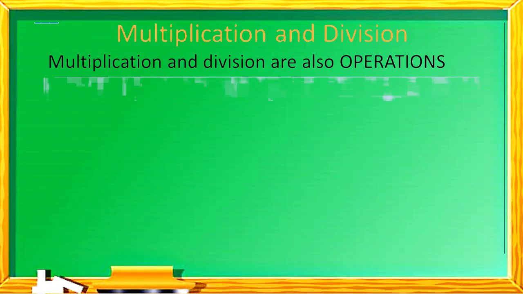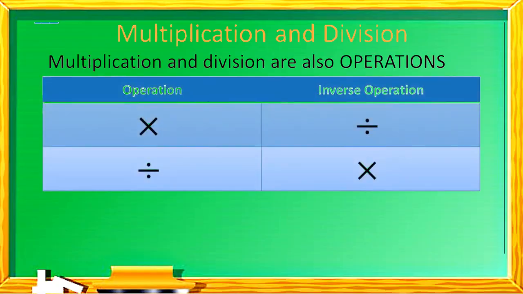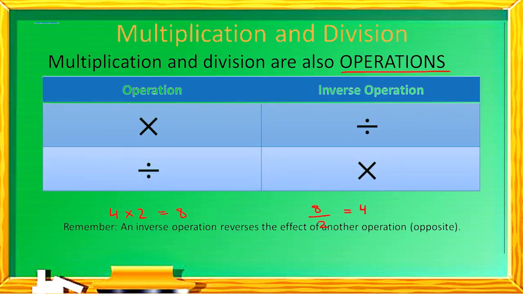Now, onto multiplication and division. These are both also operations, so there are 2 more operations that we can perform on numbers. So if multiplication is the operation, the inverse is going to be division. If division is our operation, the inverse is going to be multiplication. So if we multiply the number by 2, let's say 4 multiplied by 2 is going to give us 8. The inverse operation, 8 divided by 2 now, will give us 4. So we're remembering that an inverse operation reverses the effect of another operation.